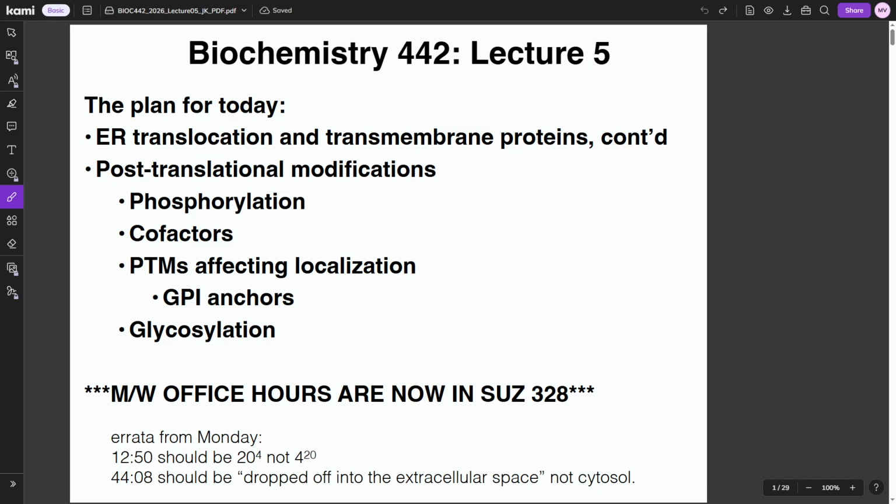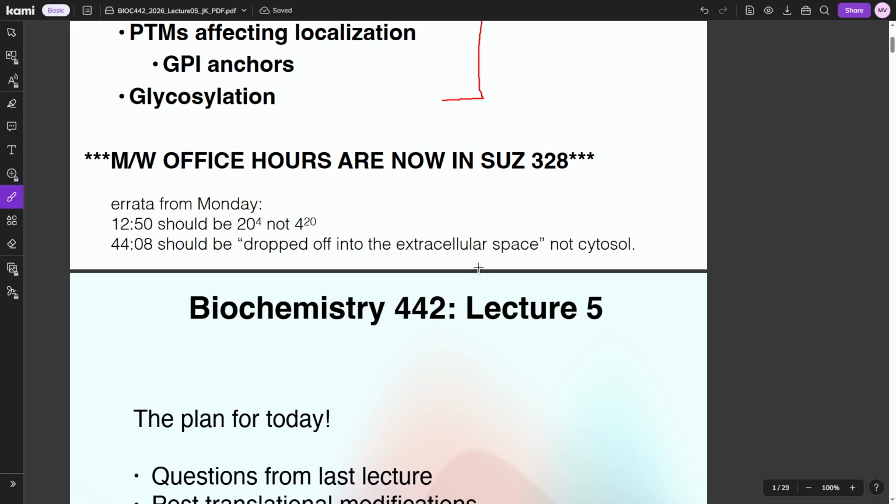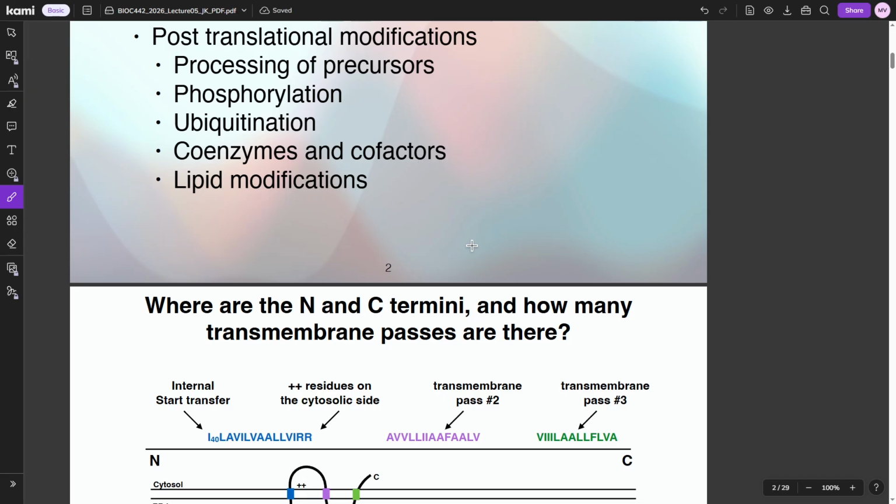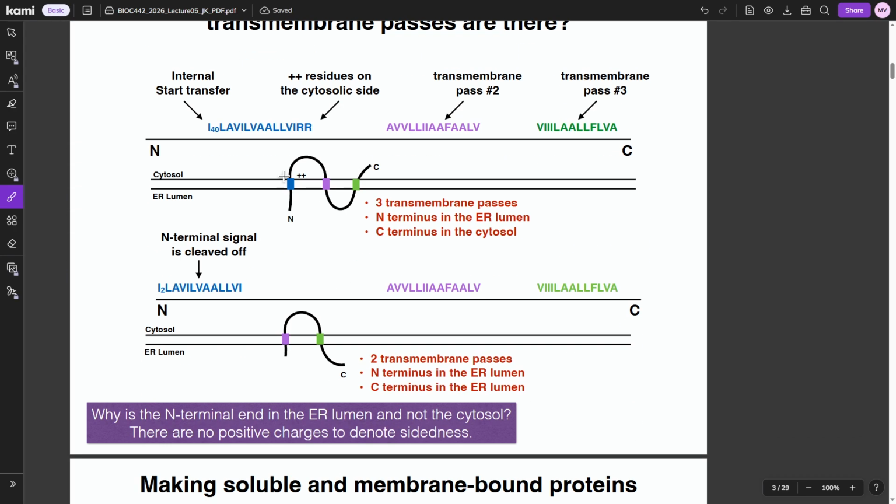Yeah, so I want to talk about a couple of things here. Professor Kong talked a little more about translocation and transmembrane proteins, and then we're also going to talk about the main part of this, the post-translational modifications. I'm not going to harp on this too much. It's important, sure, but I think we covered a lot of this already.